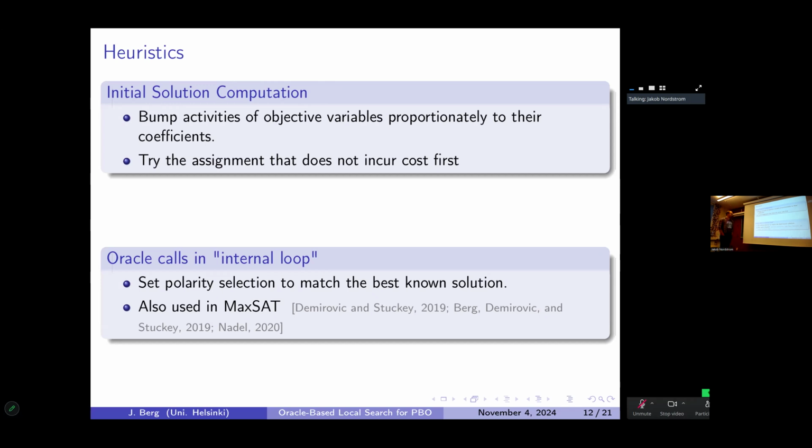In the internal loop, we do solution guide-based phase saving or whatever you want to call it. So we have, as I said, some notion of what is the best known solution we have. And we'll force the polarity selection to be exactly the same as that solution.